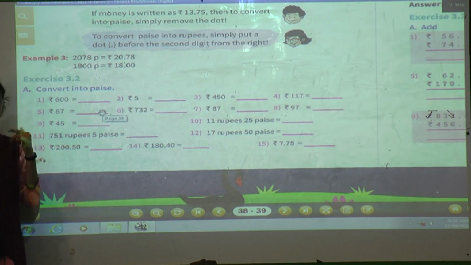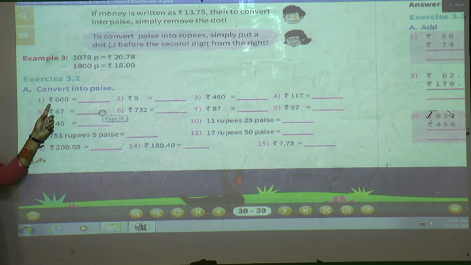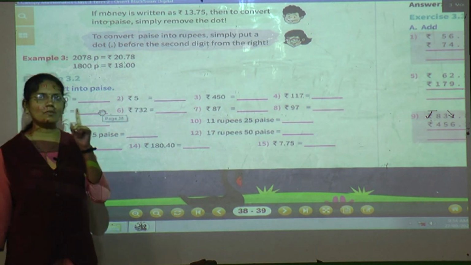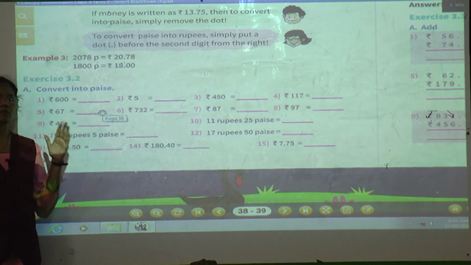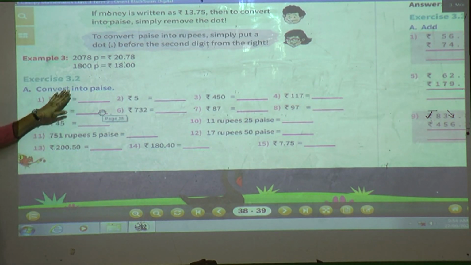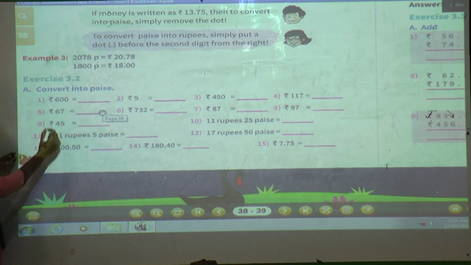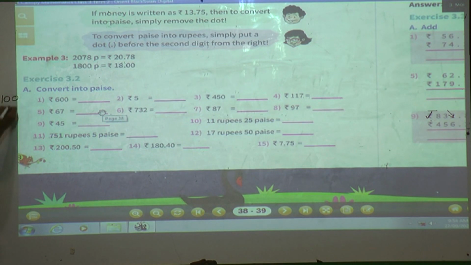So for that what are we going to do? What was our rule? Yes, we have seen one rule to convert rupees into paise. See students, 1 rupee is equal to 100 paise. So what we have to do? Just multiply the given rupees by 100. Then it will be converted into paise. Now here 1600 is there. Then 1600 into 100.